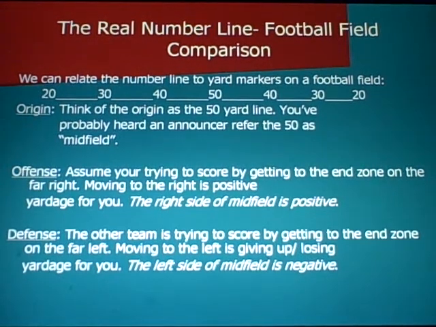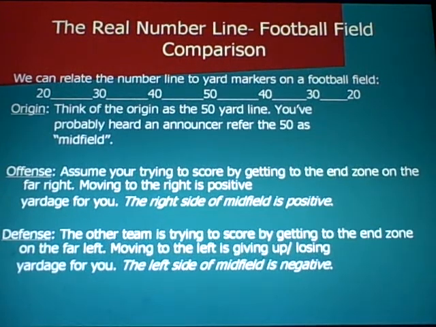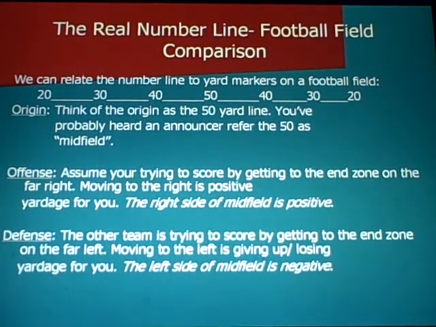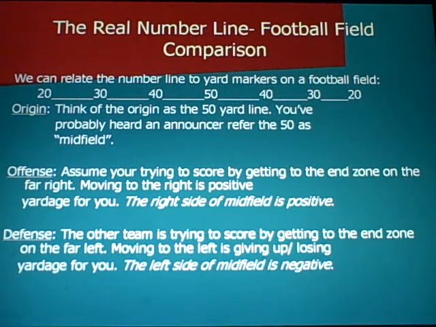If you're on offense, assume you're trying to score by getting the ball in the end zone on the far right. Moving to the right is positive yardage for you, so the right side of midfield is positive. The other team is trying to score by getting in the end zone on the far left, where the negatives are on our prior slide. Moving to the left is giving up or losing yardage for you. The left side of the midfield is negative.